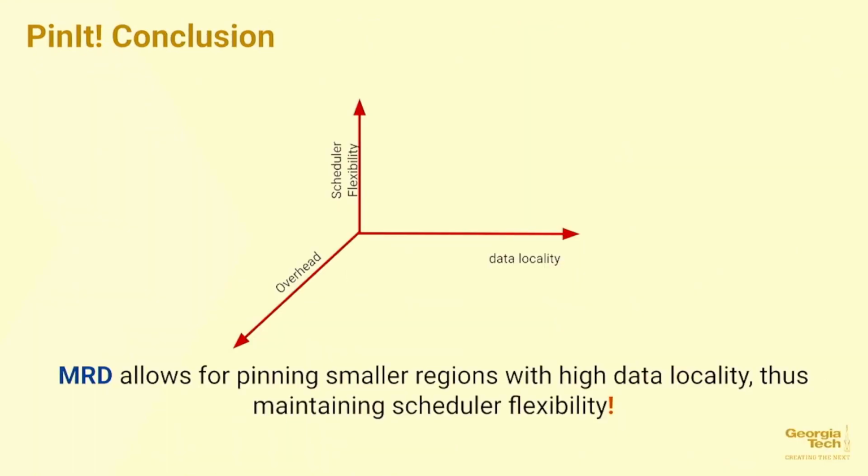Overall, MRD, memory reuse density, allows us to look at all three parameters and guides towards increasing scheduler flexibility and data locality while keeping the overheads low. This is all from me. I'm happy to answer any questions.